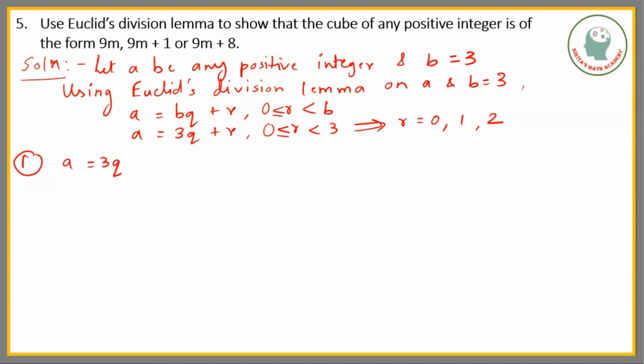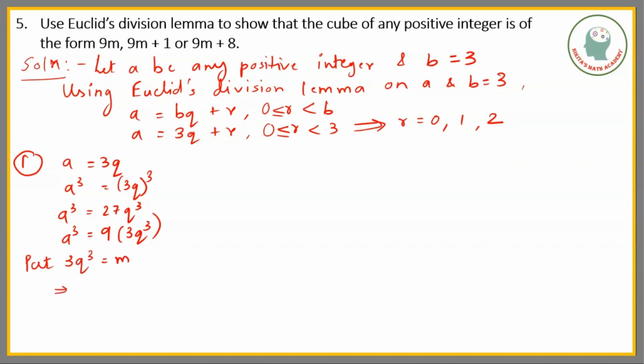Here we have to show their cubes, right? So we will take the cube on both sides. So it will be a cube equals 3q whole cube. So we will get a cube equals to 27q cube. The 27q cube can be written as 9 into 3q cube, right? What we will do here, we'll put 3q cube equals to m. So we have a cube equals to 9m.